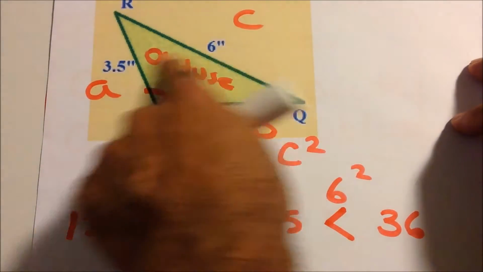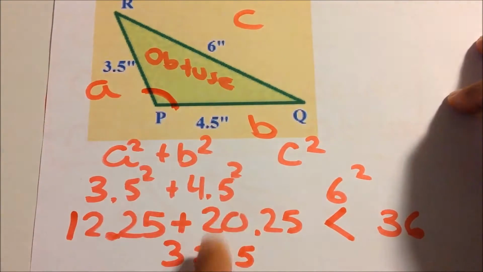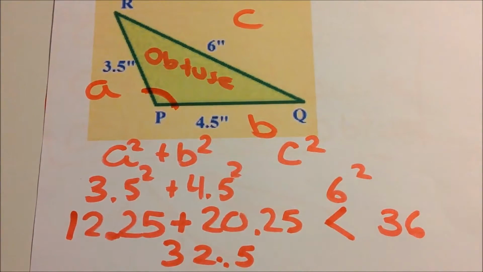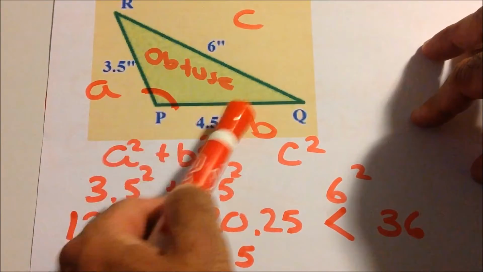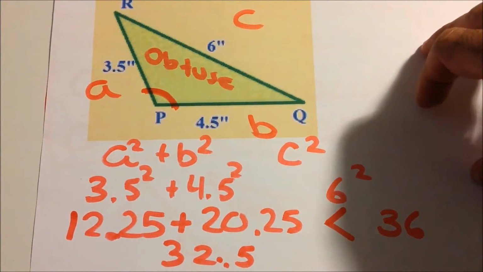Right? So using the converse, we can see with our obtuse triangle that this is not a right triangle. It's an obtuse triangle. And we didn't really have to go so far because we know we have an obtuse triangle, and so you know that the longest side is going to be more.